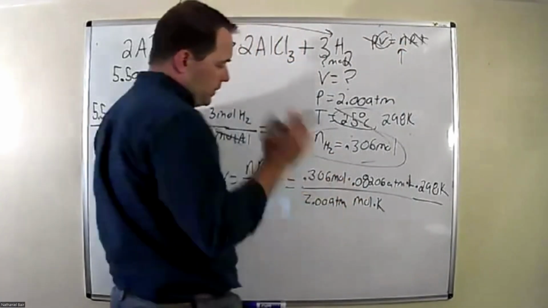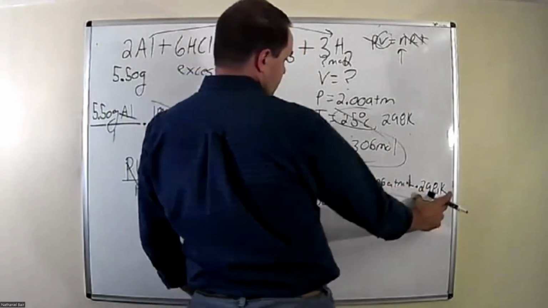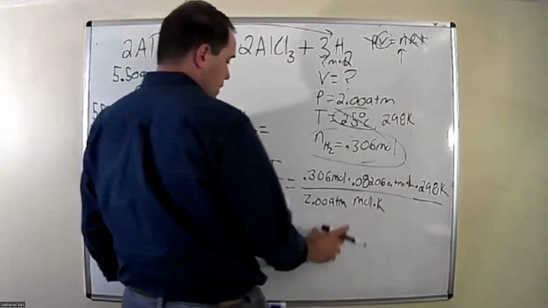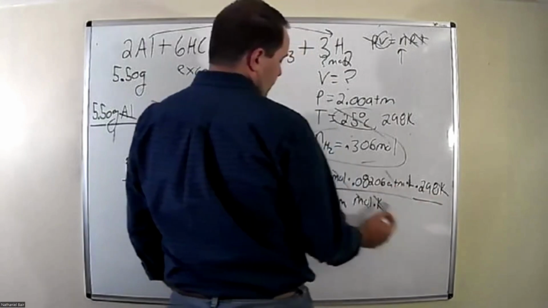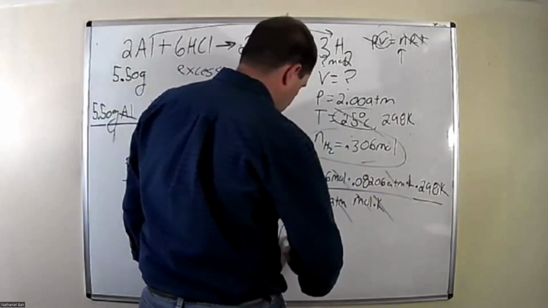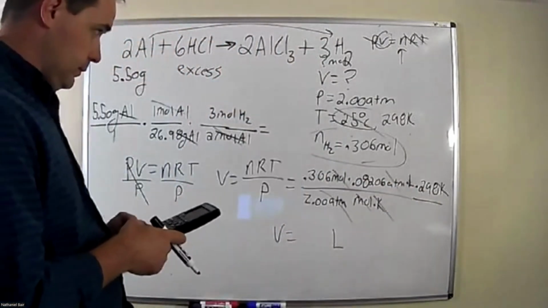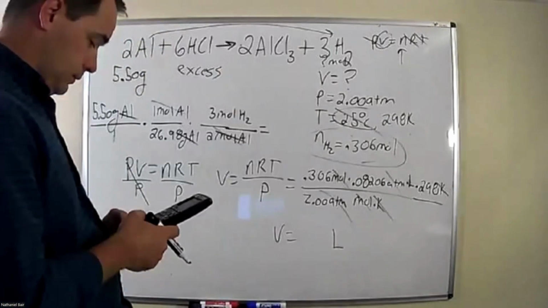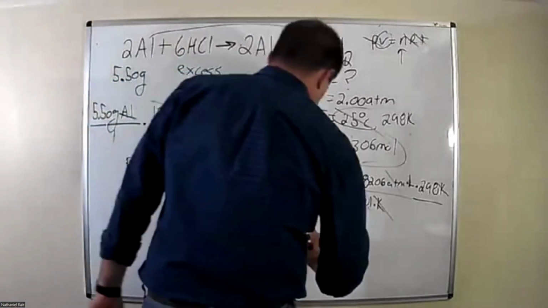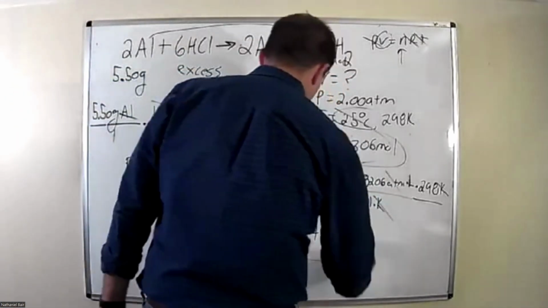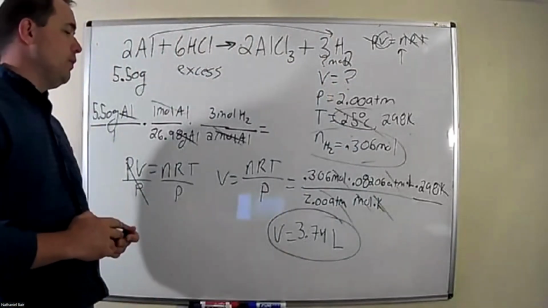All right, so you take 0.306 moles times R, 0.08206 atmospheres times liters over moles times Kelvin, times the temperature, 25 degrees Celsius, 298 Kelvin, and the pressure at 2 atmospheres. Moles gone, Kelvin gone, atmospheres gone. We're left with liters, which is great because we're looking for a volume. And you should get 3.74 liters as your volume.